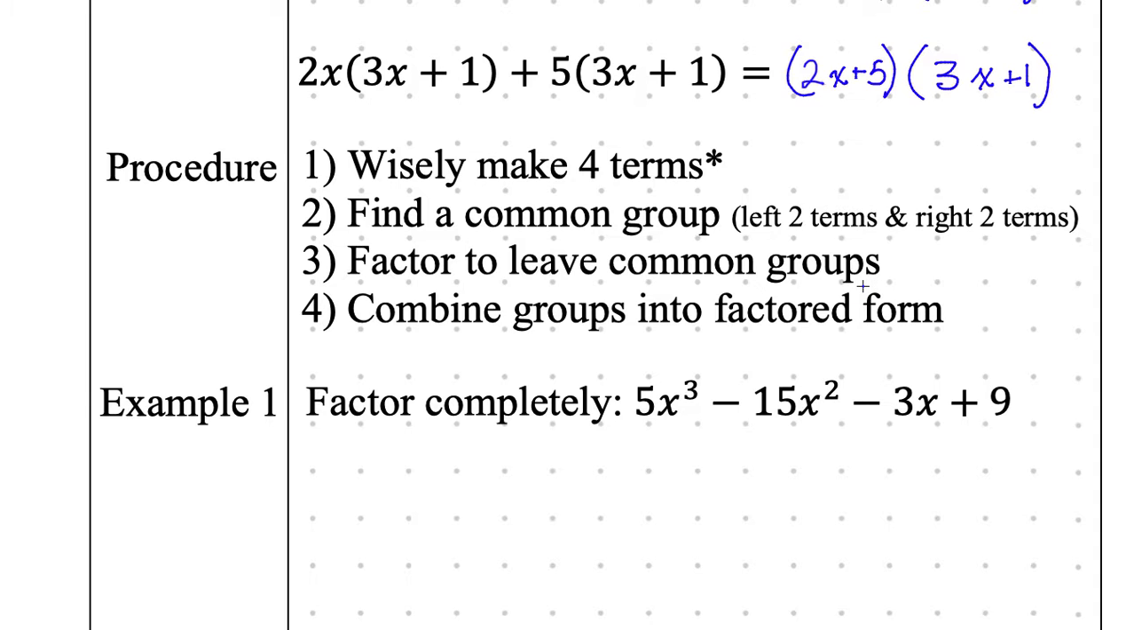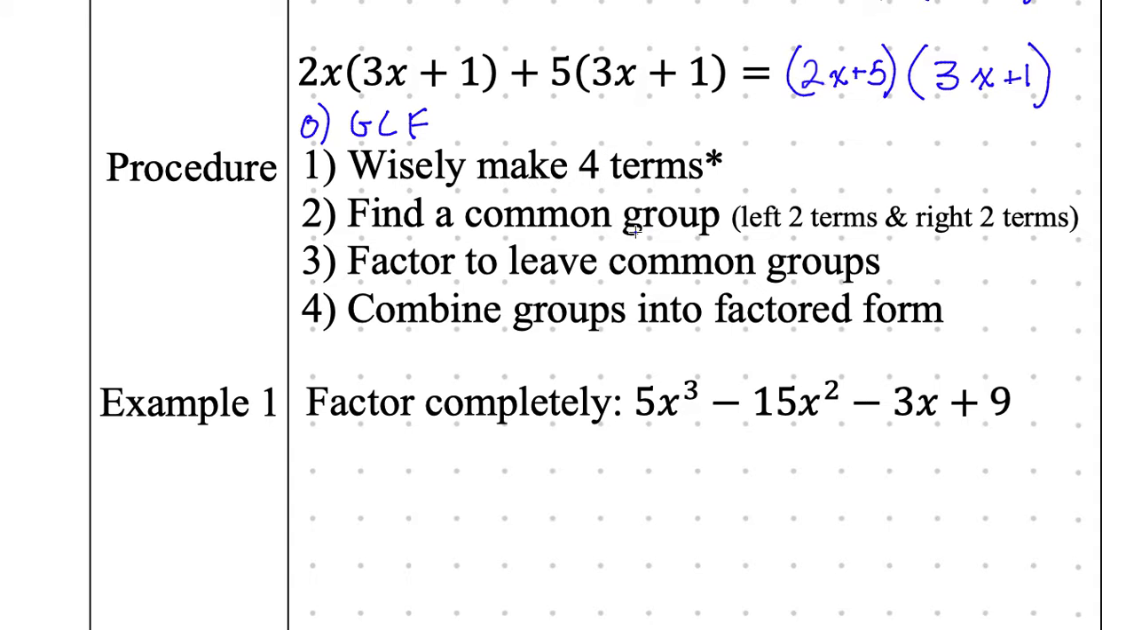I boiled down the procedure into 4 steps. Technically, there's a step 0, which is the greatest common factor. You will always do the greatest common factor. But mainly, you need to wisely make 4 terms. Factoring by grouping does require 4 terms. I guess you could do it with any even number 4 or bigger. I wonder if it works for 5 terms. I've never played with that yet, but definitely for 4 terms, it works really well.